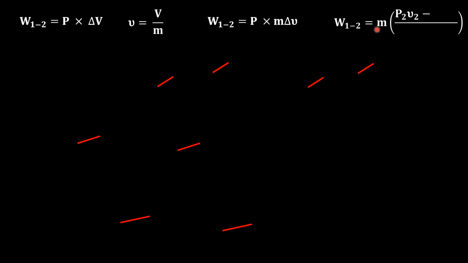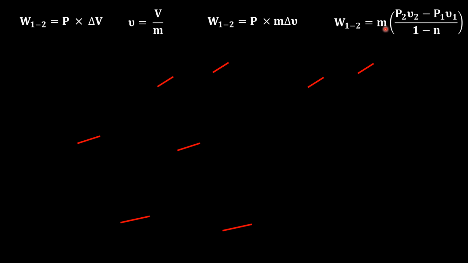All right, so here the work from 1 to 2 is pressure times the change in volume, and specific volume is volume over mass. So the work from state 1 to state 2 is pressure times volume. When we solve for volume, we move m to the other side from division to multiplication, and that's what we have: mass times the change in specific volume. So the work from state 1 to state 2 equals mass. Mass is a constant, it's not changing. And instead of using volume, here we're using specific volume.